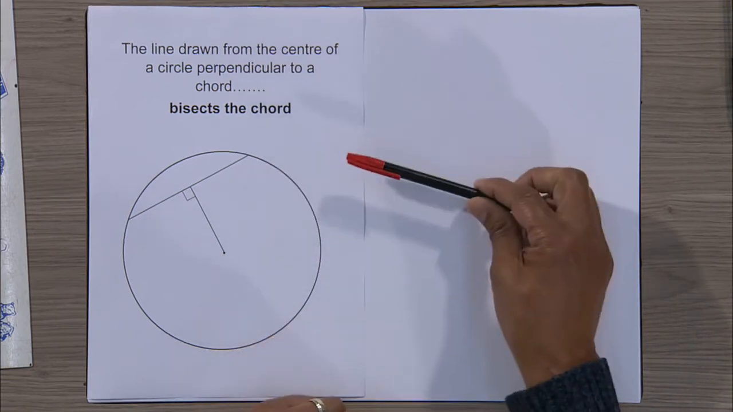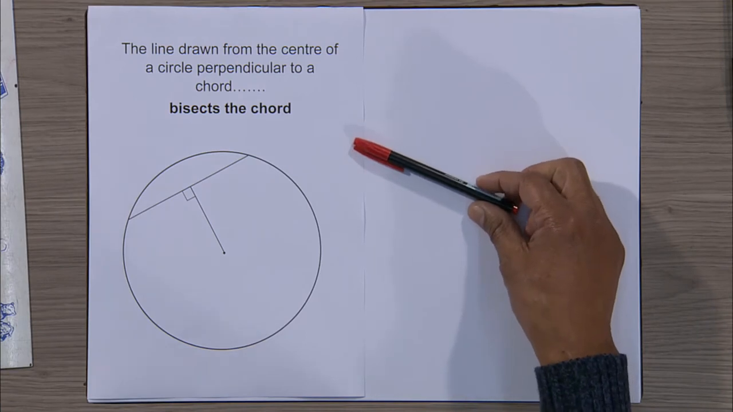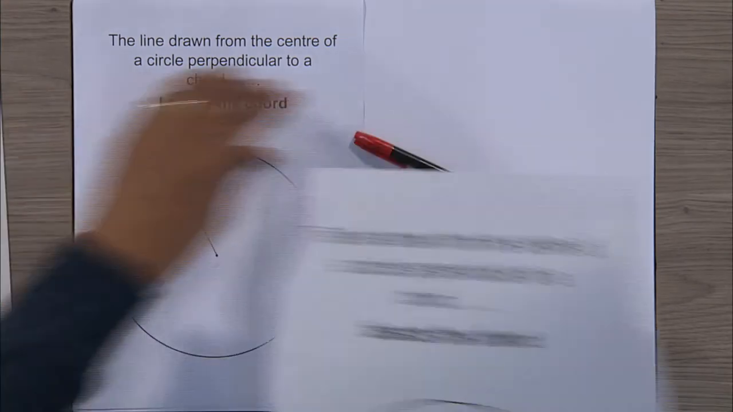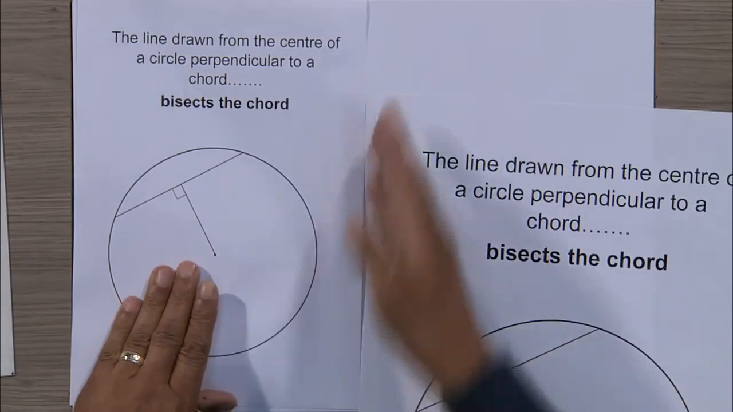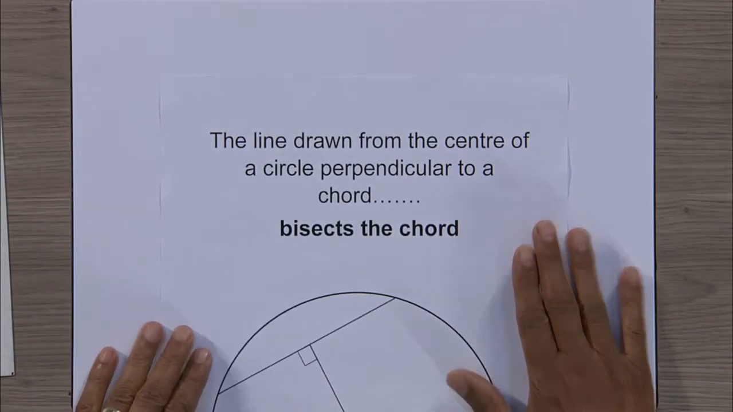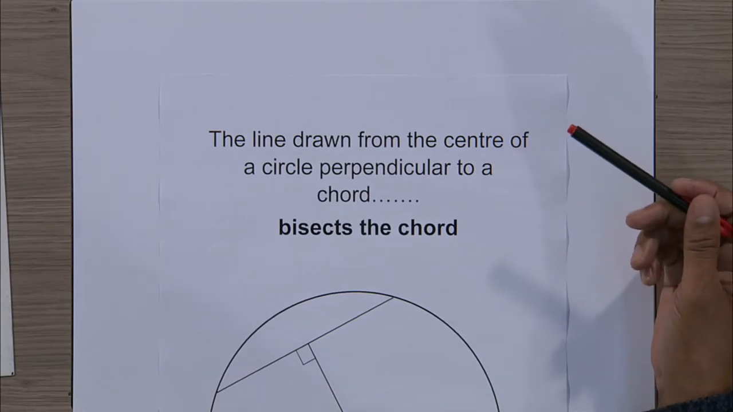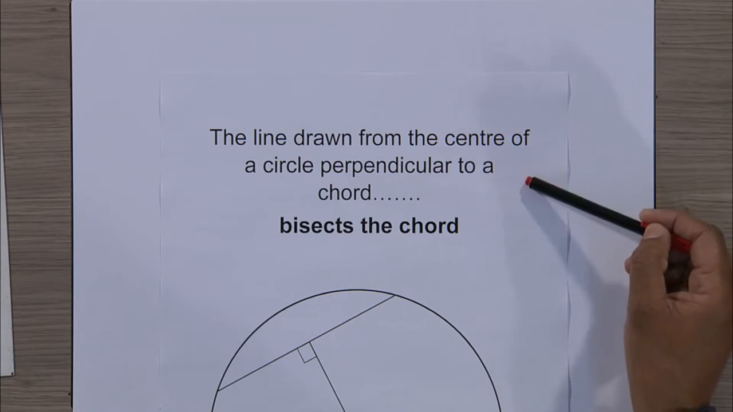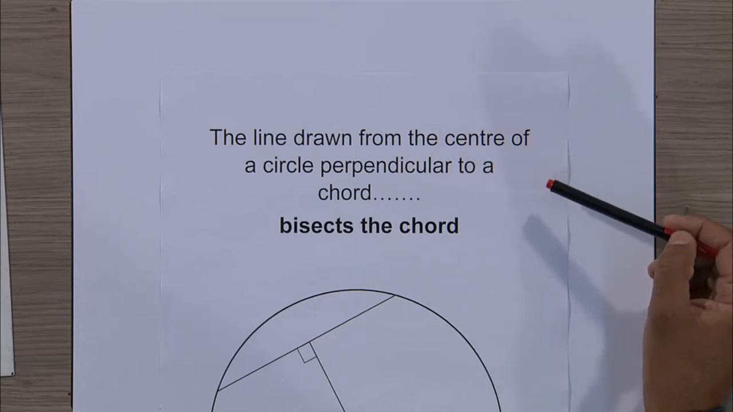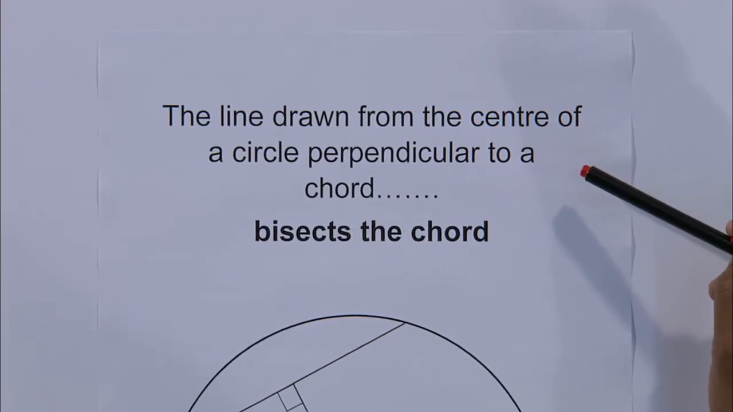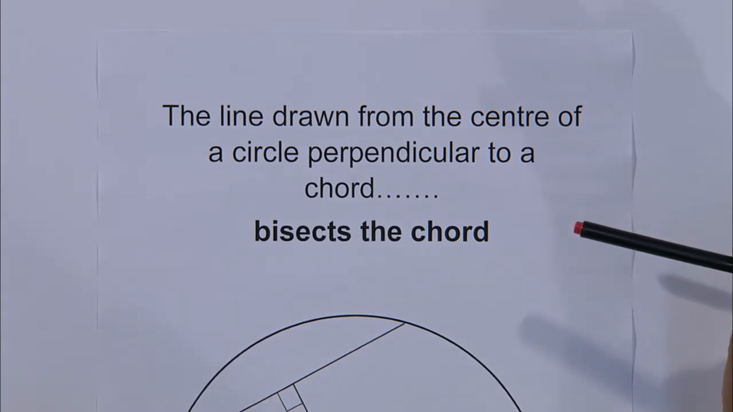Now, the structure of a theorem. Perhaps it will work better if I take the bigger page. There we go. The structure of the theorem is that the whole theorem makes a statement which we have to prove. The first part is the given part. And the second part, which I have bolded here, is the part that we must prove.